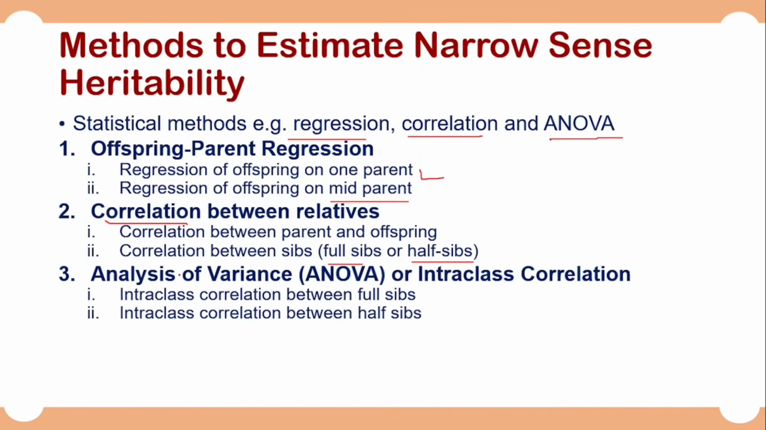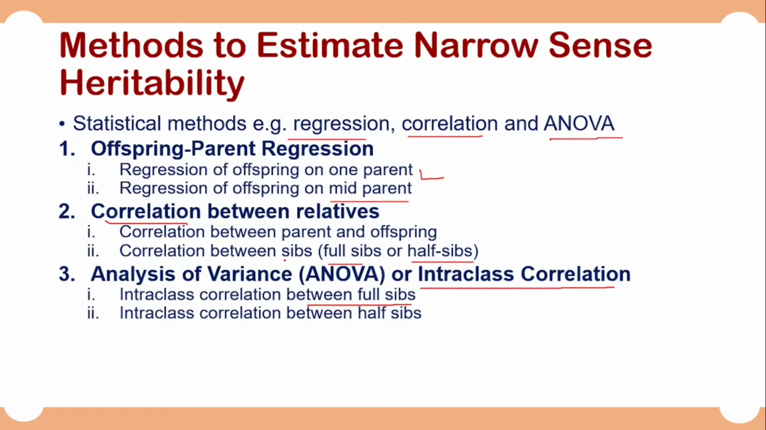The third method to estimate heritability is the analysis of variance or ANOVA. It is also sometimes called intraclass correlation. So intraclass correlation can be used to estimate the heritability, and it can also be further divided into two categories. The first type is intraclass correlation between full sibs. If you have data on full sibs, then you can find the intraclass correlation between full sibs to estimate heritability. And if you don't have the data on full sibs, you only have the data on half sibs, then you can use the intraclass correlation between half sibs to estimate heritability. So actually there are two methods to estimate heritability on the basis of relationship between full sibs or half sibs.